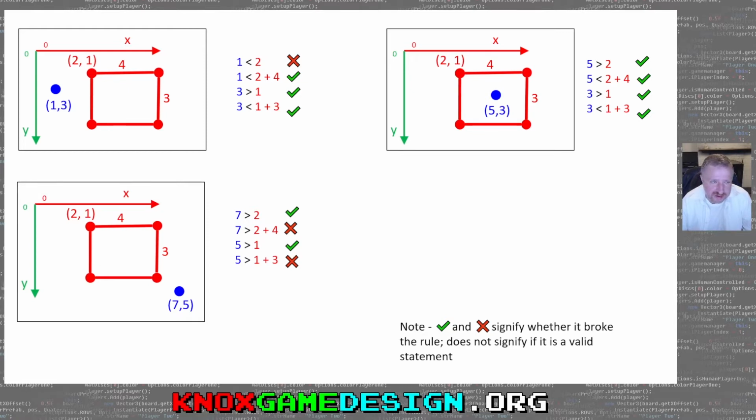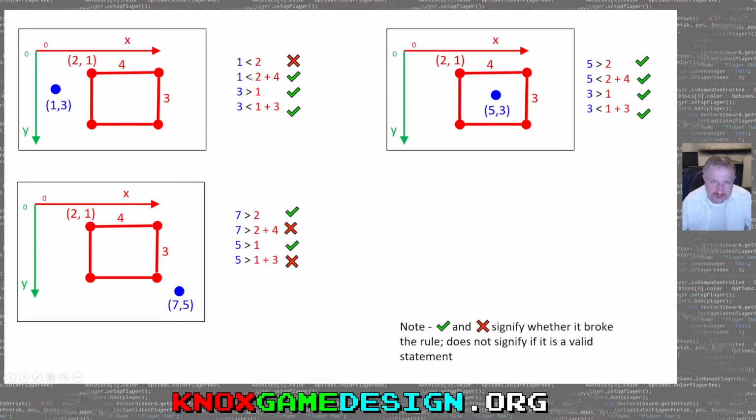And then we're going to check and see if this point at 1, 3 is inside that rectangle. So the first test, we want to see if 1 is greater than the rectangle's x. So 1 is less than 2. So right off the bat, that rule is not validated, signified by that x right there. So we know the point does not exist in the rectangle.